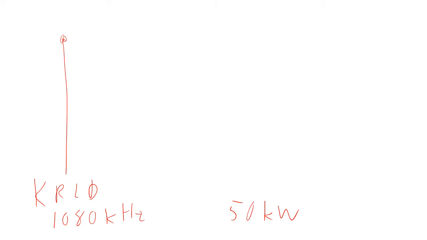Let's look at KRLD. Okay, so KRLD broadcasts in the AM band, and KRLD has a frequency of 1080 kilohertz, and it broadcasts with a power of 50 kilowatts. Okay, so this is going to be the frequency and the power.